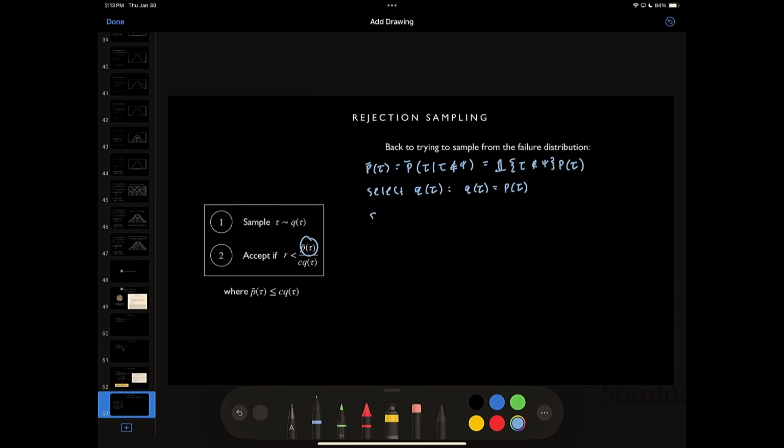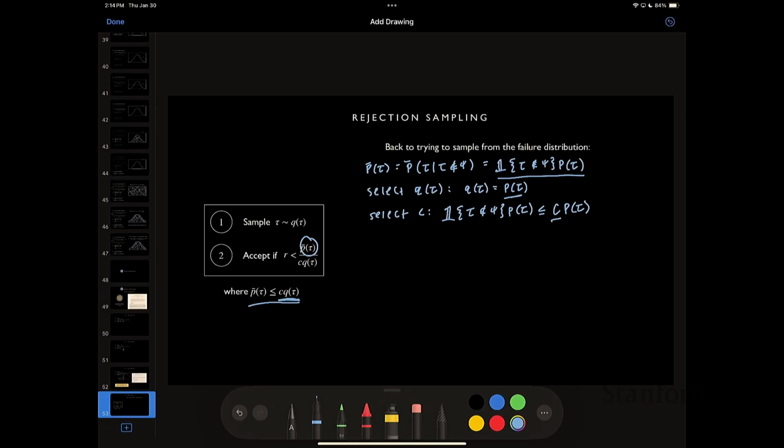And then we need to select a value for C, and this needs to hold. So I'm gonna just plug that in there. We know that P bar of tau is equal to this. So it must be the case that this indicator function times P of tau is less than or equal to C times Q of tau. So C times, and we're saying Q of tau is equal to P of tau, so C times P of tau. And so we need to select a value for C such that this inequality holds true. Can anyone tell me a value for C that would work here?